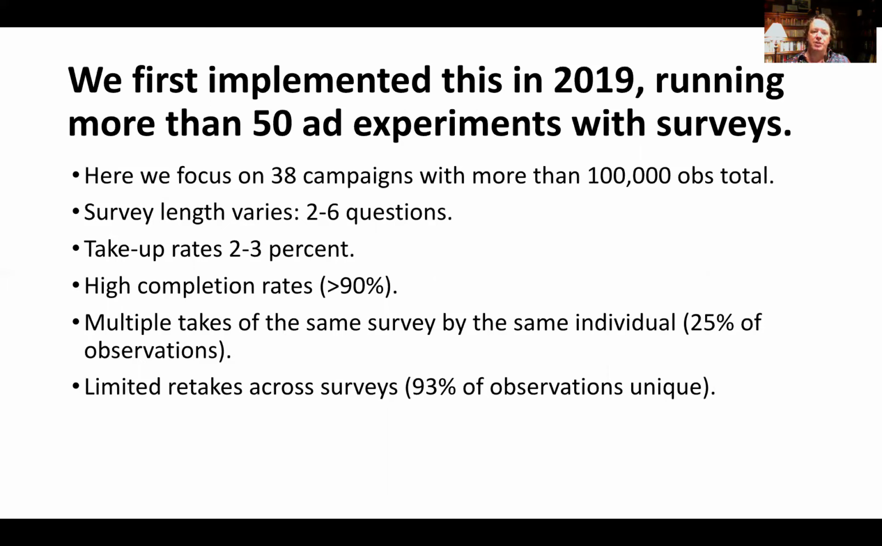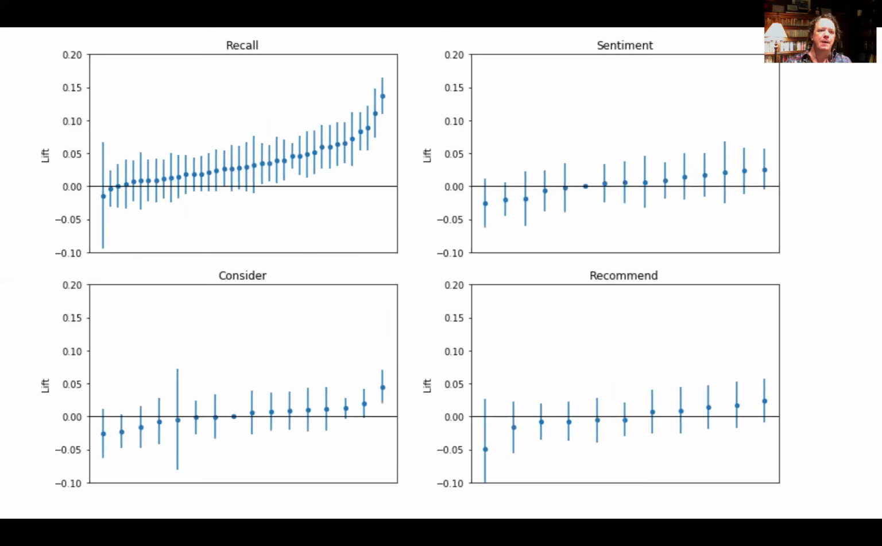And then there's limited retaking across ad campaigns. So if I look at each person in each ad campaign, we find that 93% of the observations for a given ad campaign are individuals who were not found in any other ad campaign. Here I'm going to show you what our outcomes look like.